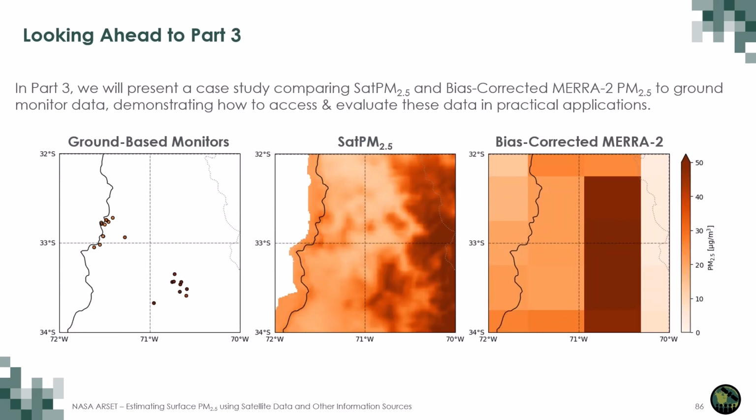In part 3, we'll be looking at a case study where we will download and compare the SAT-PM and the bias-corrected MERRA-2 datasets to ground-based PM2.5 measurements for a specific region and time period of interest. This will demonstrate both how to access these datasets and how to evaluate them in a real-world setting for practical applications.